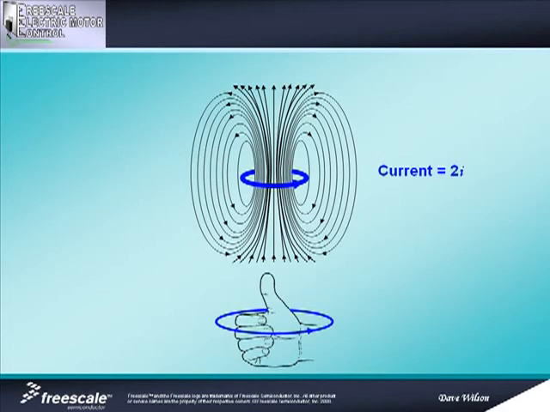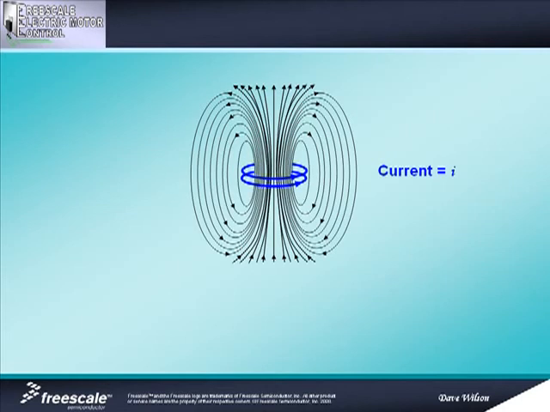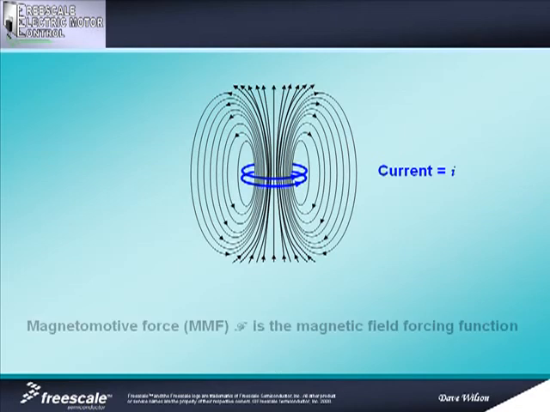So the flux which is generated in free space is directly proportional to the current that's flowing in the wire. But we can also get this same effect by using the same current but passing it through 2 loops of wire, as shown in this example. So we conclude that the amount of flux is also proportional to the number of turns in the loop of wire. From this, we define a magnetic forcing function called magnetomotive force, or simply MMF, which is the product of the number of turns in the wire and the current flowing through that wire.